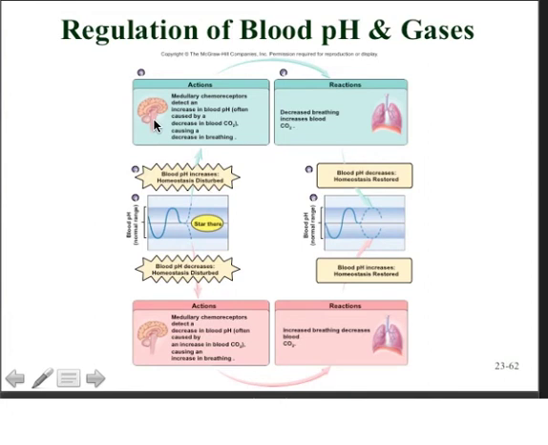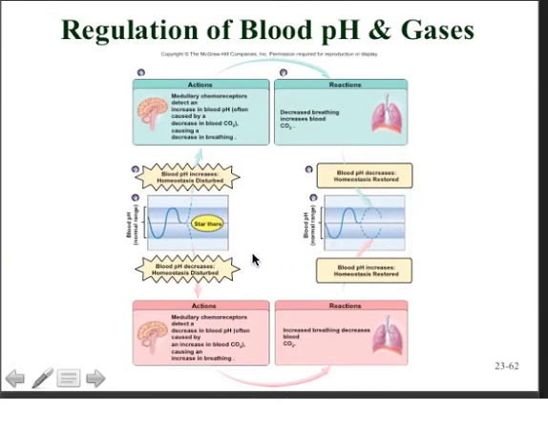Well, medullary chemoreceptors are going to detect increases in blood pH caused by a drop in blood carbon dioxide, causing a decrease in the rate and depth of breathing. The result, we slow down the rate and depth of breathing, CO2 builds up in the tissues, the pH drops, and we're back where we need to be.